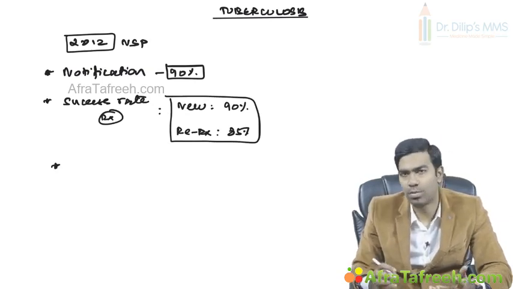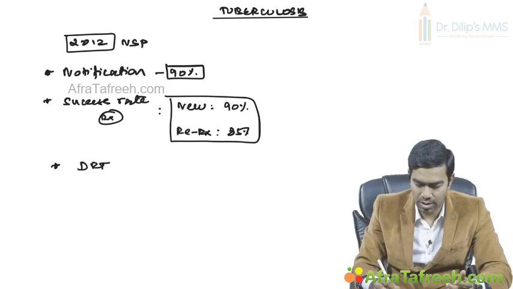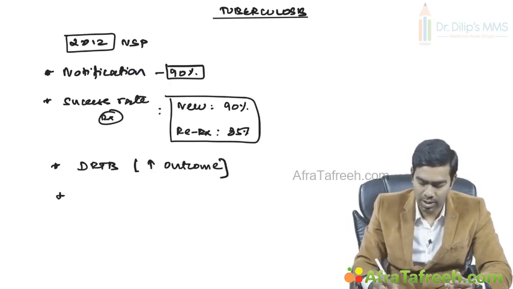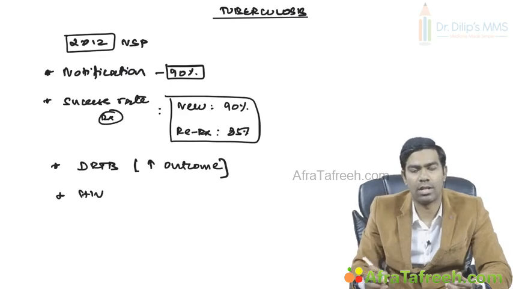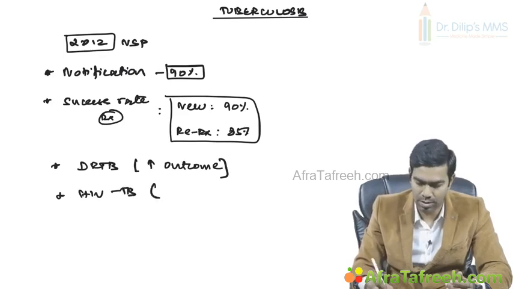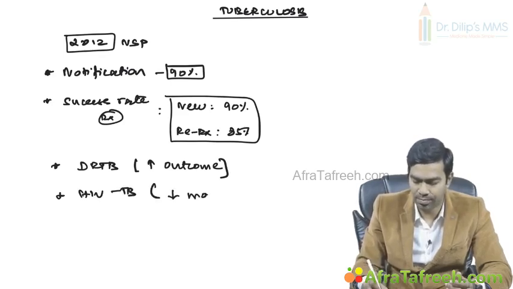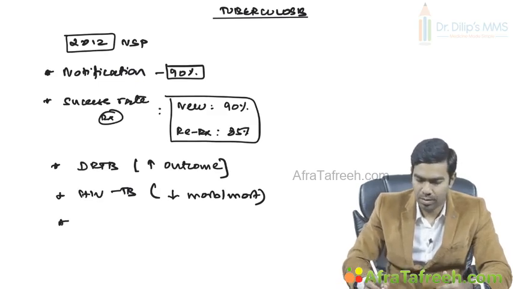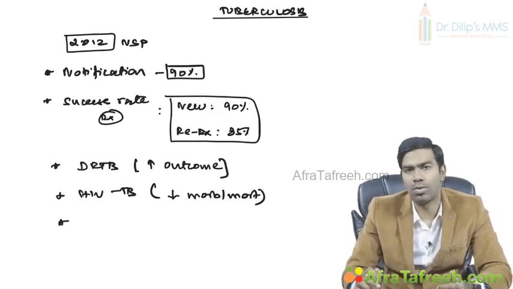Then they wanted to target two special populations. One is the drug-resistant TB cases, where they wanted to improve the successful outcome. The second group they targeted is the HIV-associated TB cases, that is HIV-TB co-infection cases, where they wanted to decrease the morbidity and mortality. Fifth, they also wanted to improve the TB outcome in the private sector.